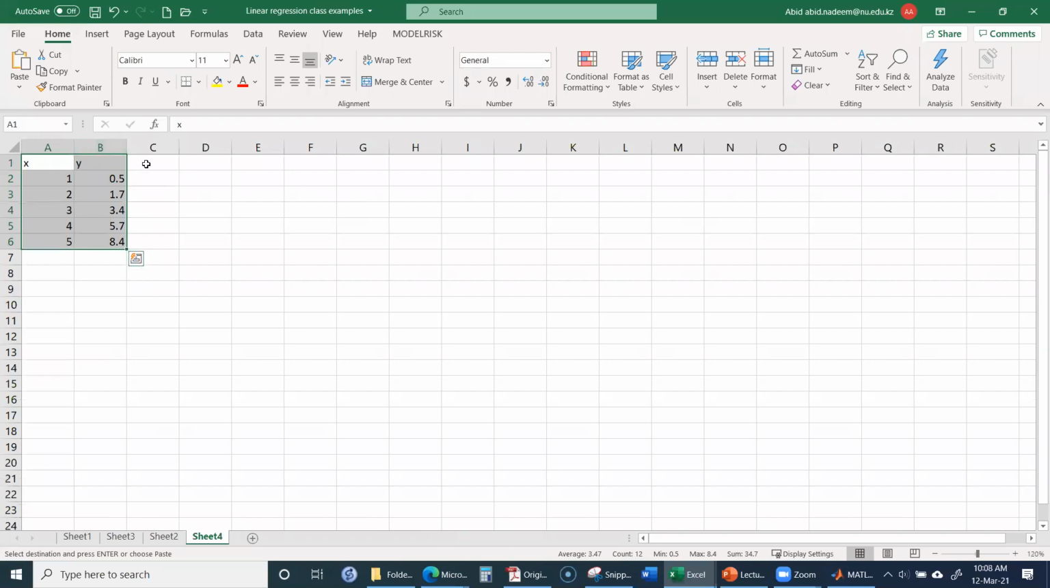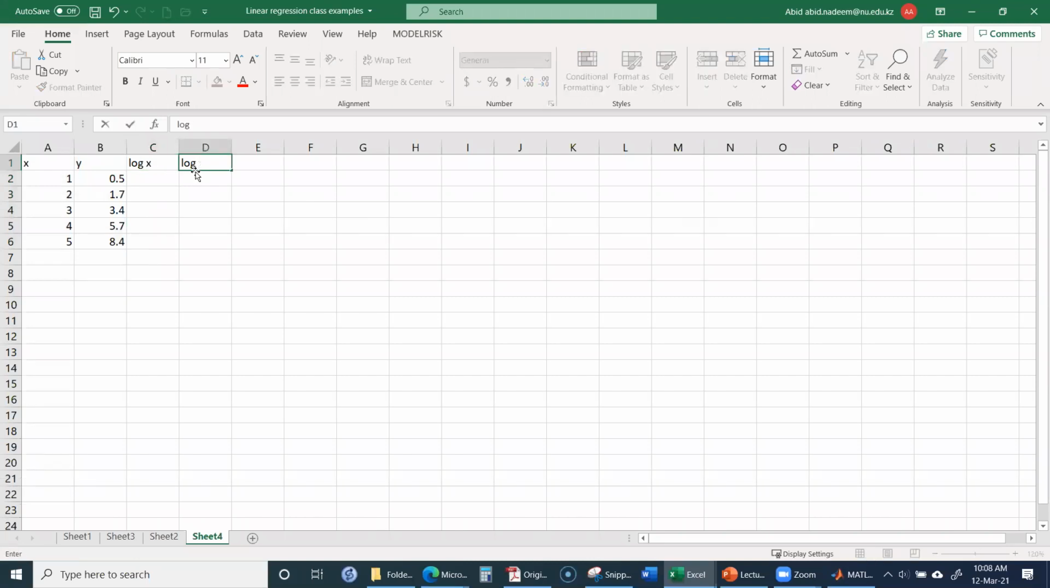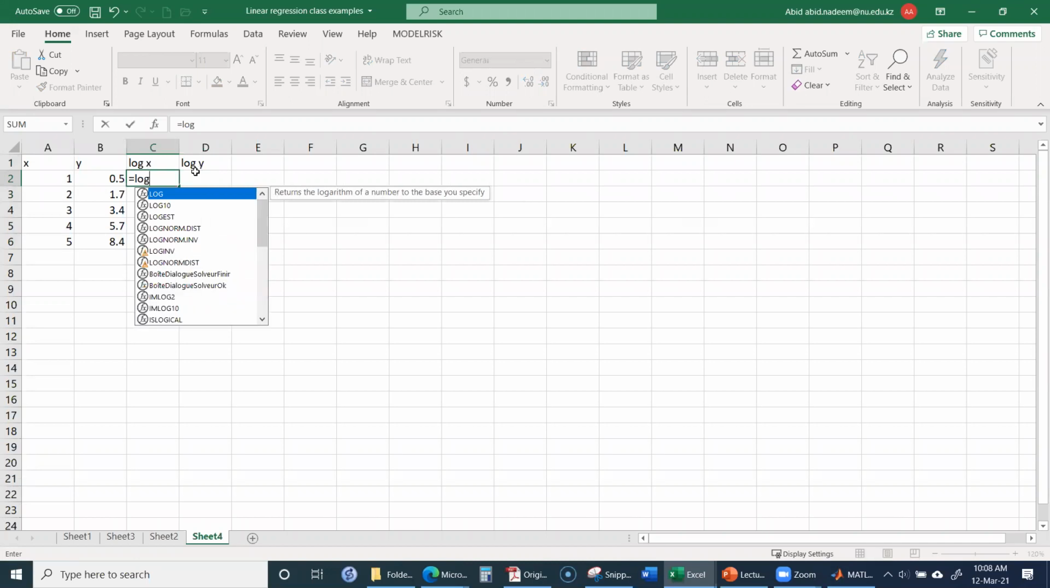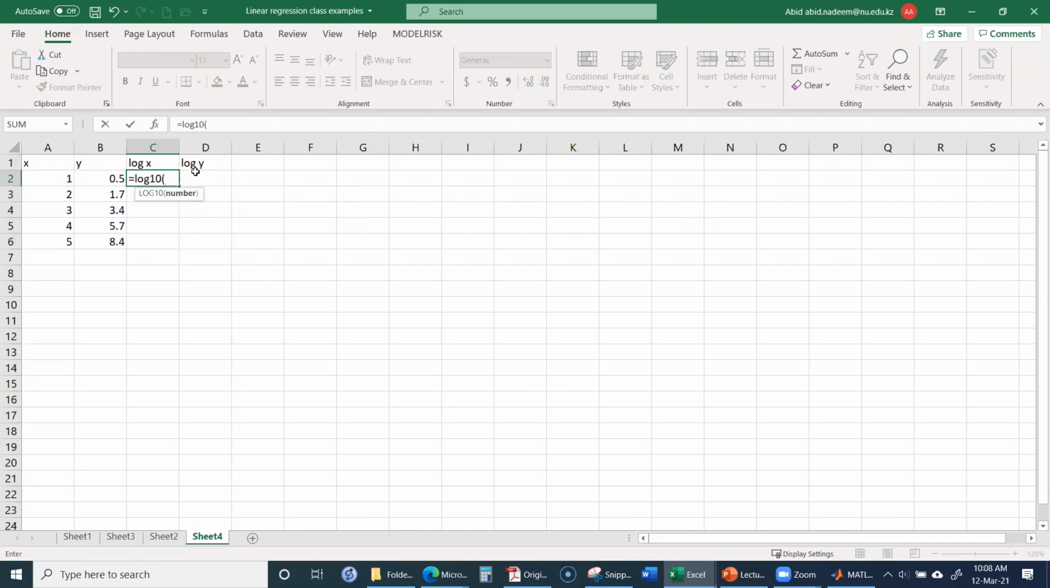Yes. Okay. So we take log of X, we take log of Y. This is not the natural log, this is the log to the base 10. So we will use log 10 of 1. And then we take a log of everything.